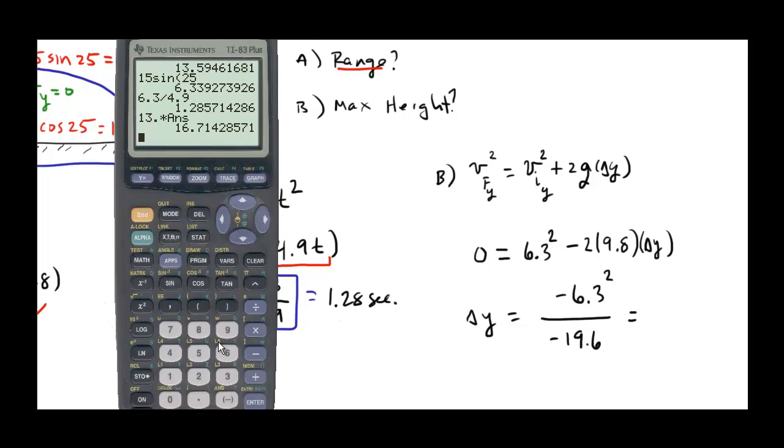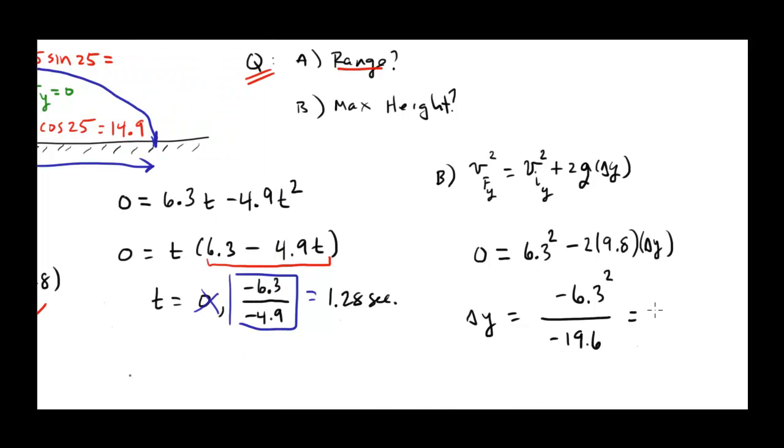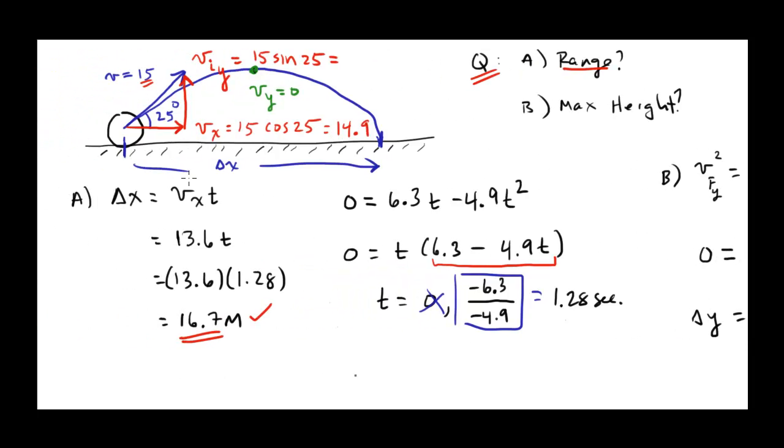Calculate. The negatives go away, of course. I end up with 6.3 squared divided by 19.6. That gives me about 2 meters. So 2 meters. That is the maximum height. You might say, well, that sounds awfully low, but this ball was kicked at a pretty shallow angle, 25 degrees. It didn't go very high. Okay. 2 problems down. 2 to go.